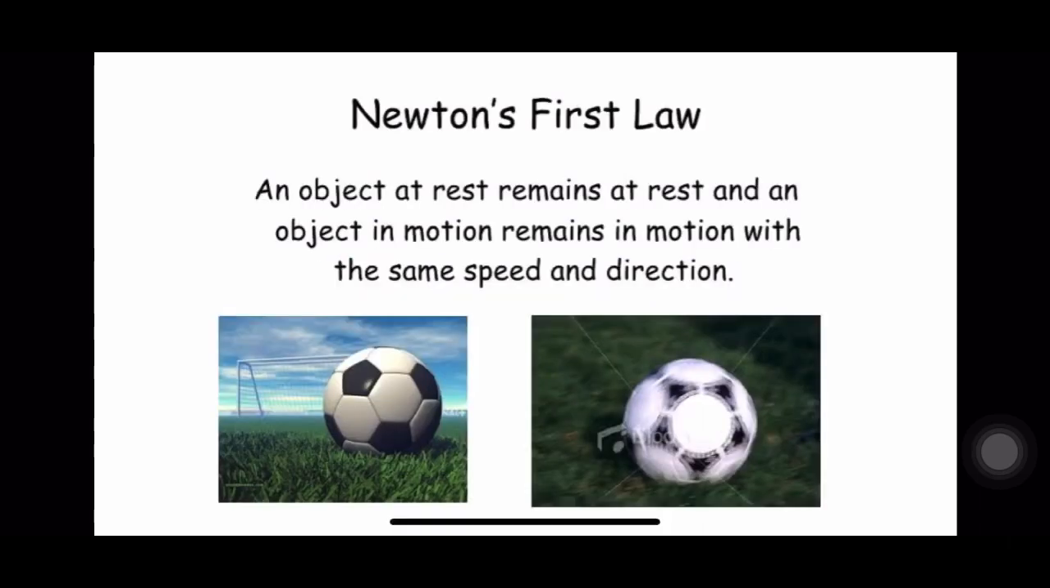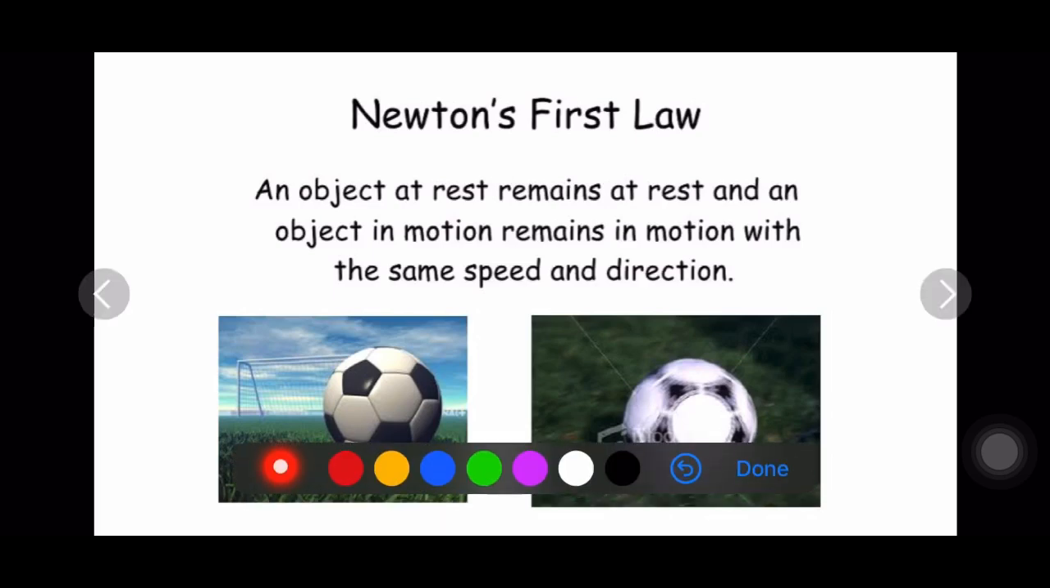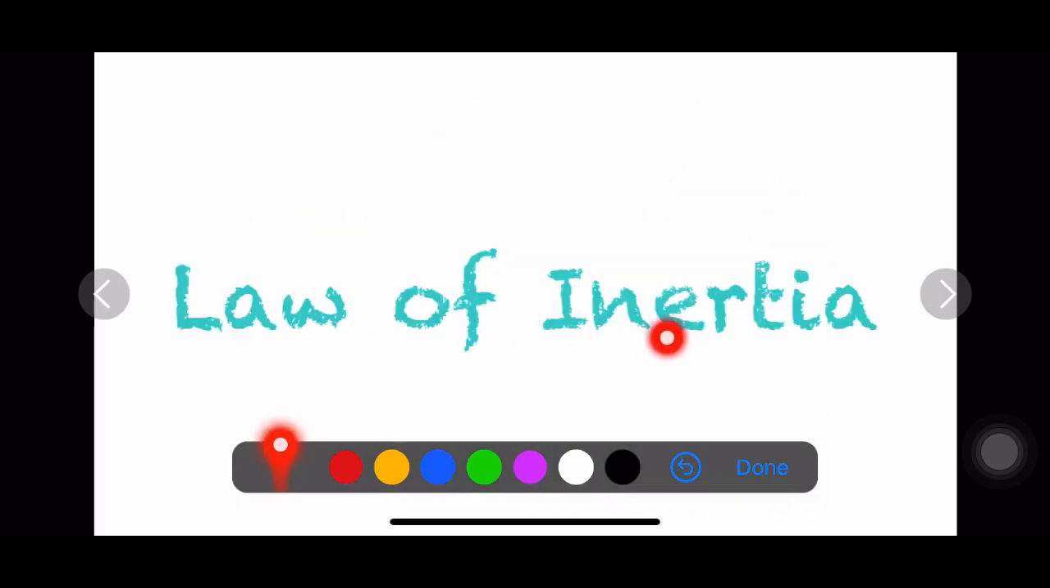So we have here Newton's first law. This states that an object at rest remains at rest and an object in motion remains in motion with the same speed and direction. So this law is also called the law of inertia.